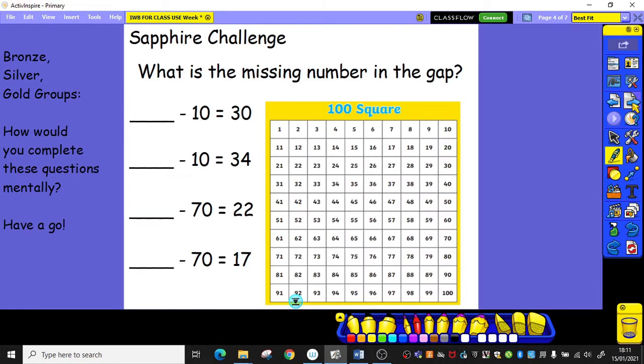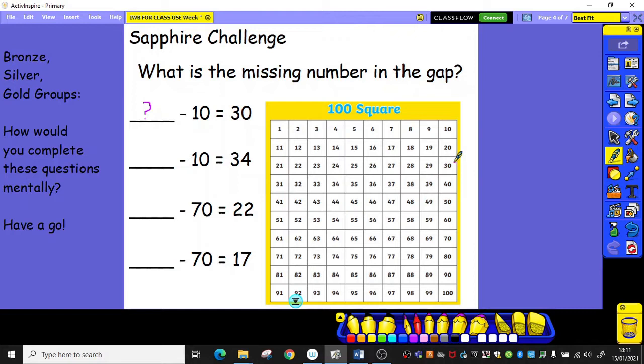Bronze, silver and gold, I'd like you to have a go at these 4 questions mentally while I just run through this input for the Sapphire challenge. I've got a missing number. The number I was thinking of, I subtracted 10 and it gave me the answer 30. How do I find this missing number?